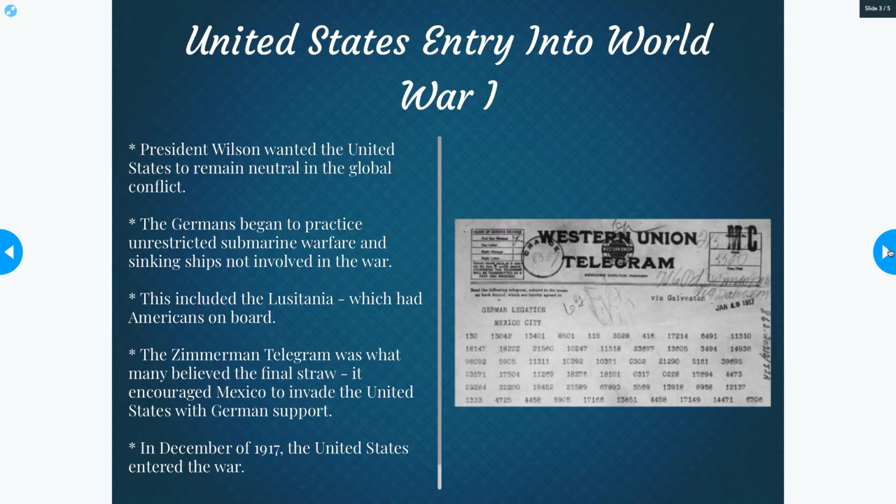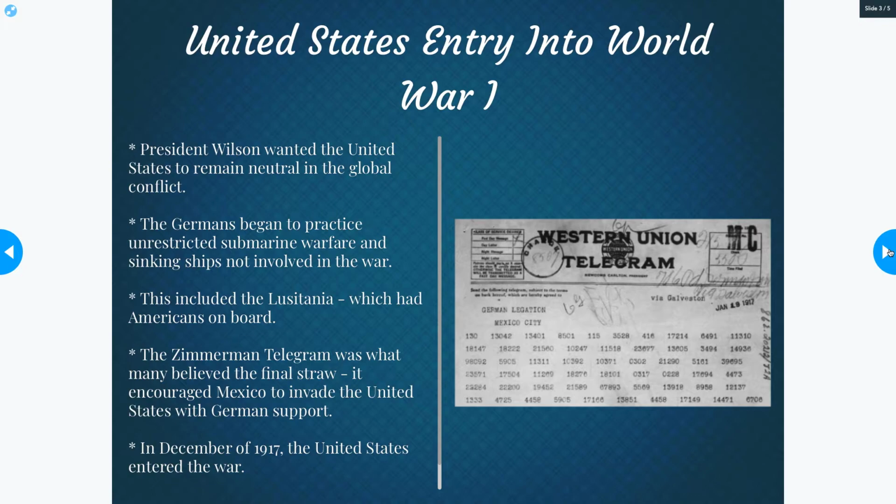Now, things are already very tense, but the Zimmerman telegram is strike 3, we've got to go to war. I put a picture of the actual telegram that was intercepted by the British. Now, the British want the United States to enter the war, so they are very eager to deliver this to the United States. But basically what the Zimmerman telegram is, is Germany sending a telegram to Mexico.